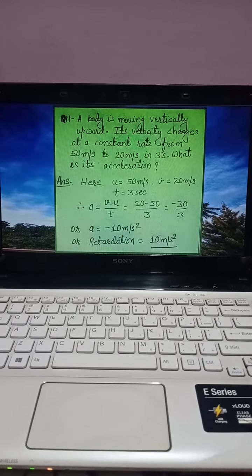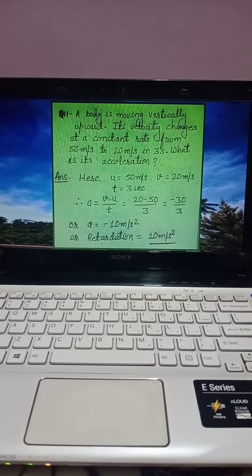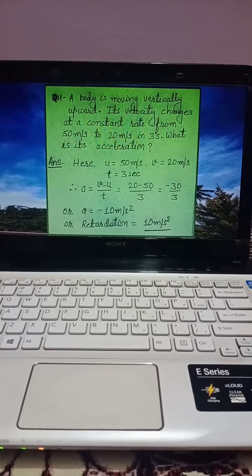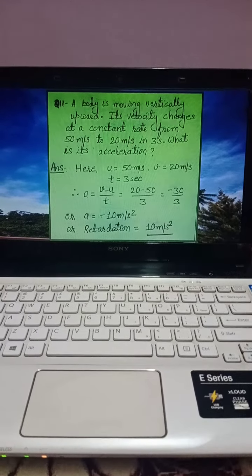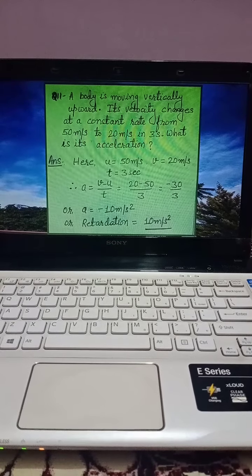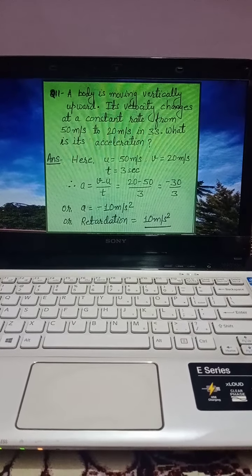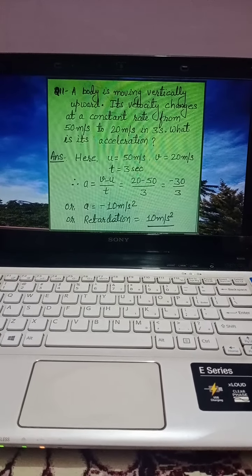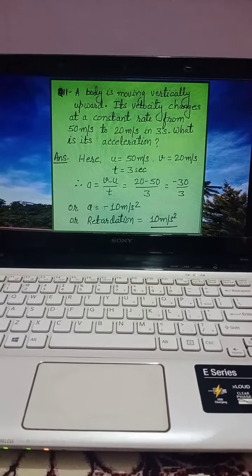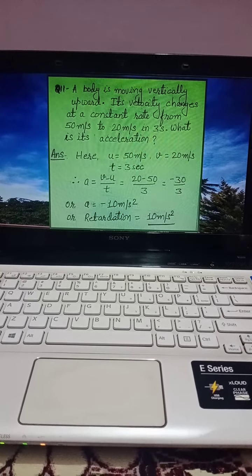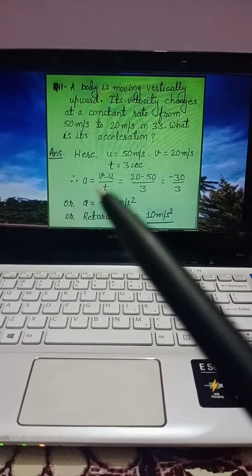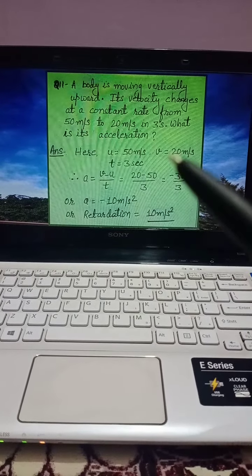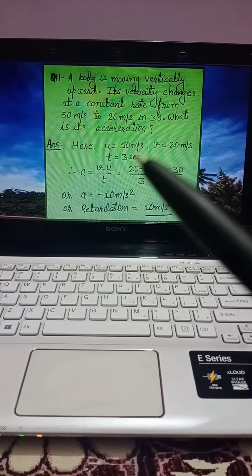A body is moving vertically upward. Its velocity changes at a constant rate from 50 meter per second to 20 meter per second in 3 seconds. What is its acceleration? So it means that a body is moving in upward direction, then its velocity decreases from 50 meter per second to 20 meter per second in 3 seconds, and we have to calculate the acceleration of the body. So its initial velocity is 50 meter per second, final velocity after 3 seconds is 20 meter per second and time is 3 seconds.